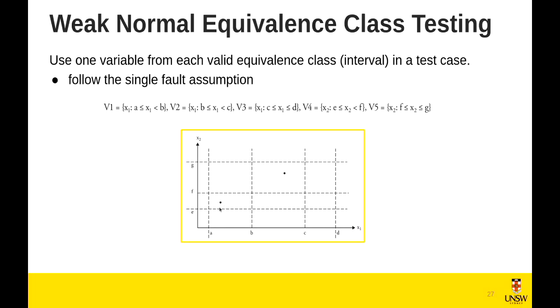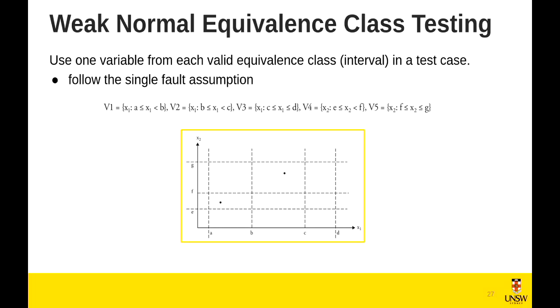So for the first one here, because we are doing weak normal equivalence class testing, we don't care about the invalid inputs. So we just care about covering every equivalence class. So what we need to cover, let's first consider the case of x1.